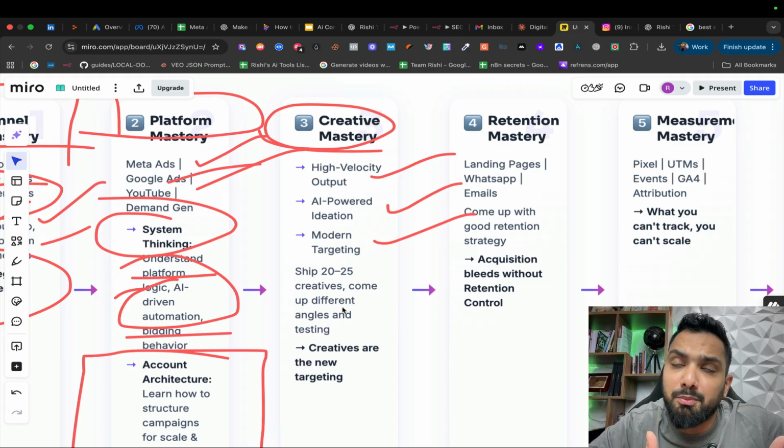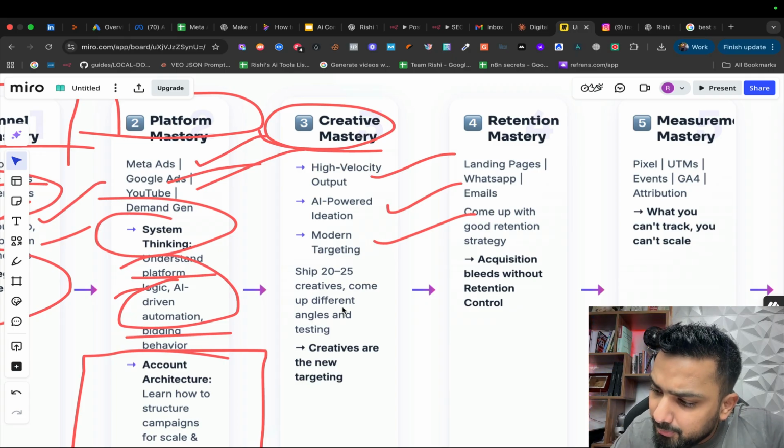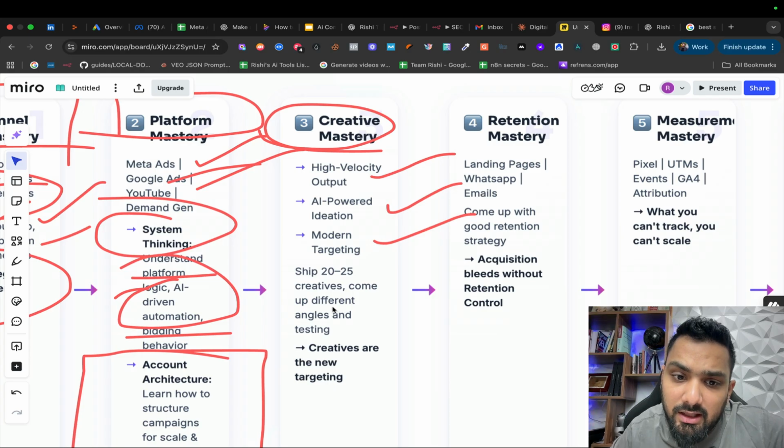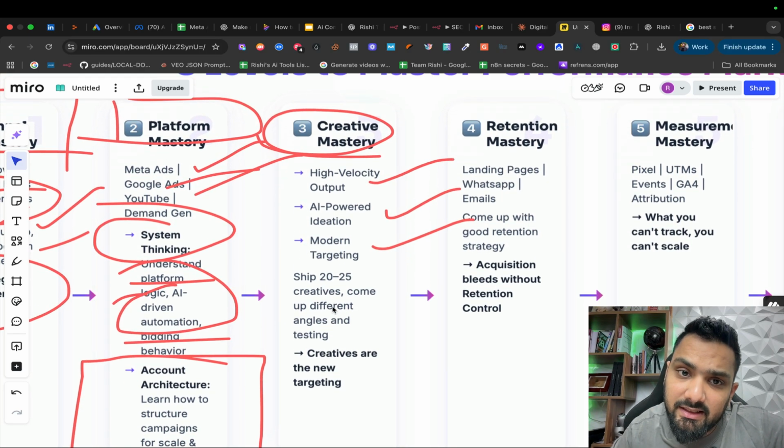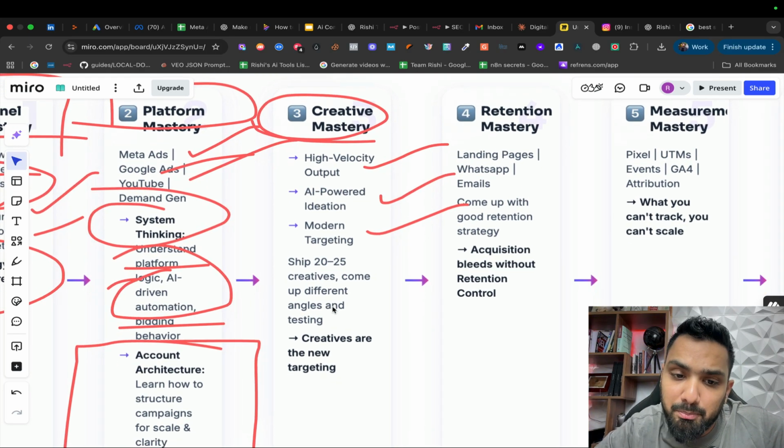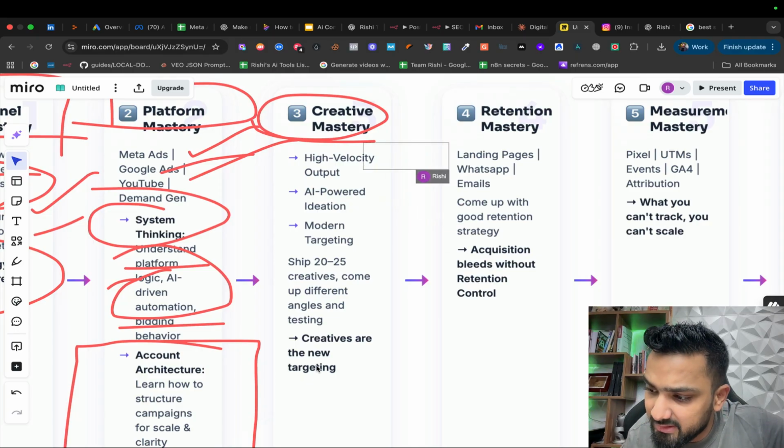So if you want to reach premium luxury audiences, your creative should be around those lines as well. Your ability to ship 20 to 25 creatives, come up with different angles and testing is going to be of utmost importance here. And here creatives are the new targeting, always remember that.